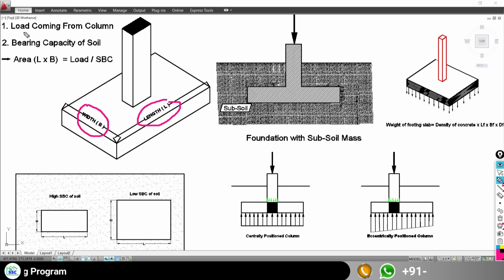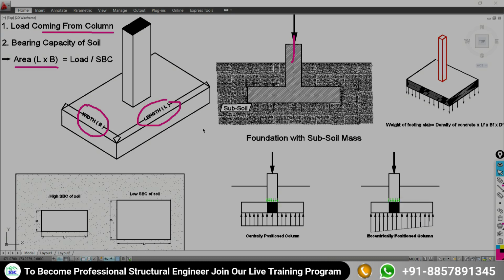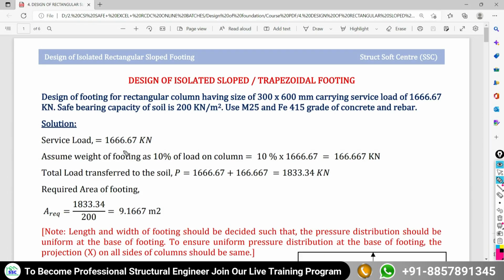How much load needs to be transferred to the subsoil coming from the column. Whatever load is coming from the column, that we actually need to transfer to the subsoil. So you need to know how much load is coming from the column. The second important factor you need to know is how much the bearing capacity of the soil on the proposed land is. If you take the ratio of this load divided by the SBC of the soil, it will tell you how much area of the footing is required. And the same thing we are going to execute in our example. With all of this given data, let's start the solution.